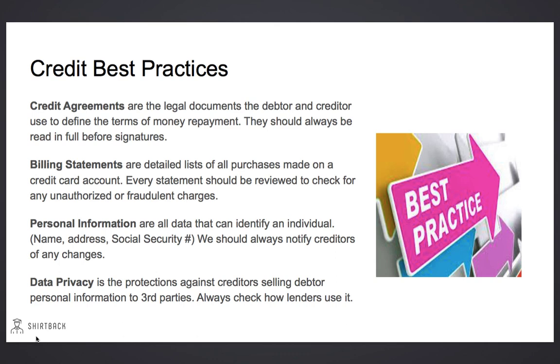Billing statements are detailed lists of all purchases that are made on a credit card account. Every statement should be reviewed to check for any unauthorized or fraudulent charges. Personal information is all the data types that can identify an individual. These can be your name, address, social security number, and others. We should always notify creditors of any changes to our personal information.